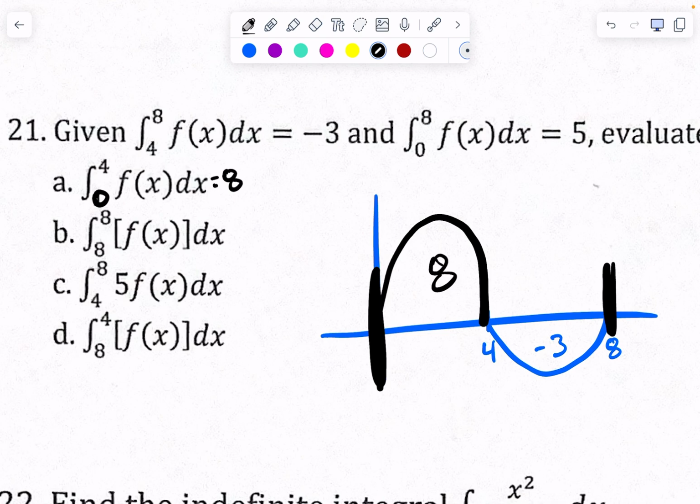Come on over. What you got? 8 to 4. I just wanted you to see 8 to 4 is negative 3. You can check these two. It's the same thing though.